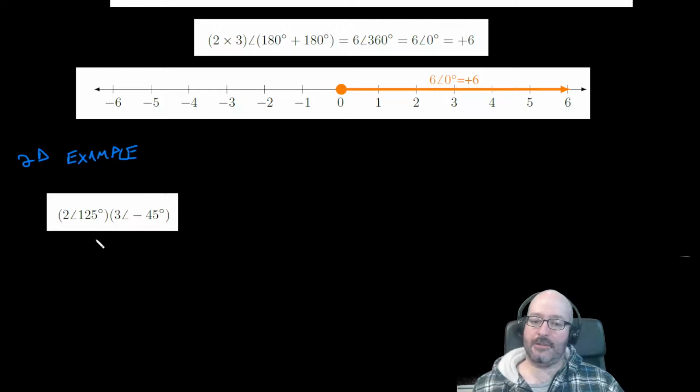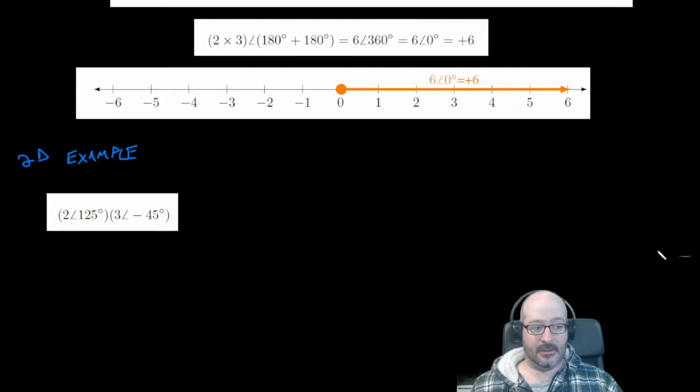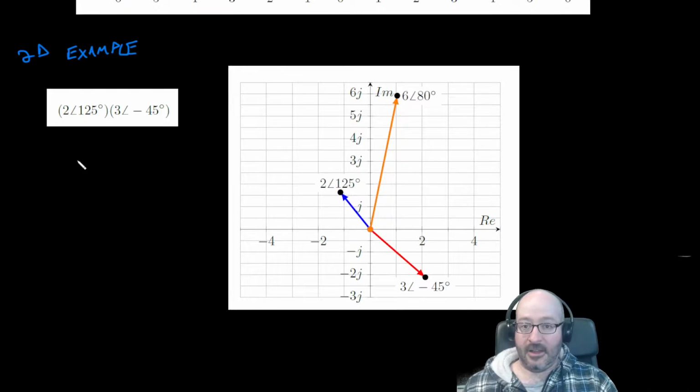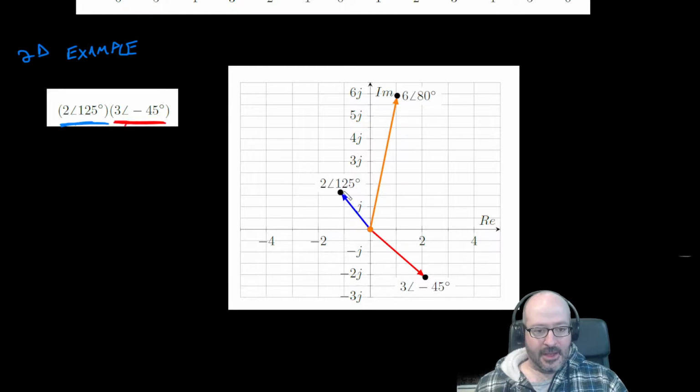2 at an angle of 125 times 3 at an angle of negative 45. Okay, so let's get the two operands there. I feel like some colors would help us here. 2 at an angle of 125, that's our blue one, right? And 3 at an angle of negative 45, that's our red one, right? Orange is going to be our result, right?